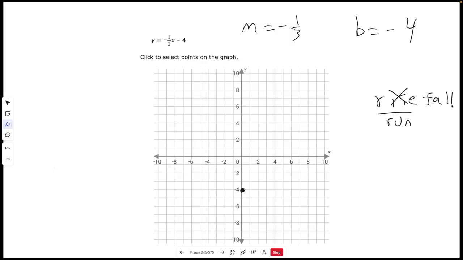So from the y-intercept, I'm going to go down 1, and I'm still going to go to the right. So down 1 and right 3. 1, 2, 3. I put my dot here, connect them, and now here's our line. So negative slope, remember you go down when you do the rise over run.